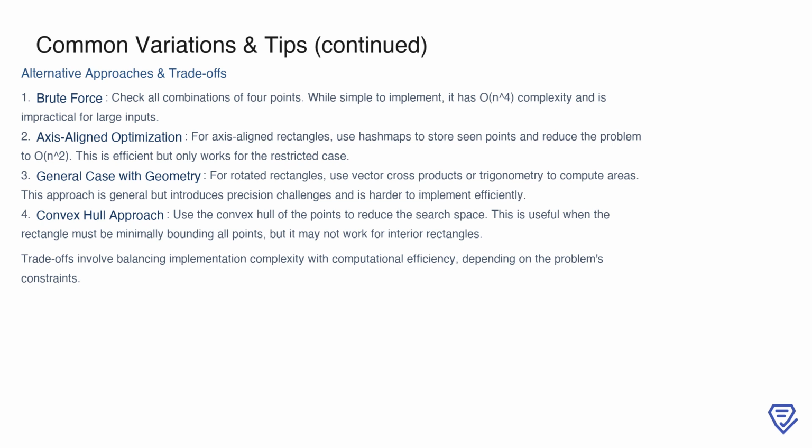For the general case of rotated rectangles, geometric techniques come into play. Using vector cross products or trigonometric calculations allows for computing areas of rotated rectangles. However, this introduces challenges with numerical precision and can make the implementation more complex. Another alternative is the convex hull approach, which reduces the search space by focusing only on the outer boundary of the points. This is particularly useful for finding a minimally bounding rectangle, but it might not apply to cases where the rectangle lies within the set of points. Each approach comes with its own trade-offs, and the best choice often depends on the problem's specific constraints and requirements.